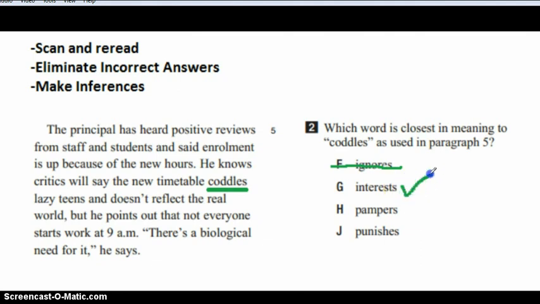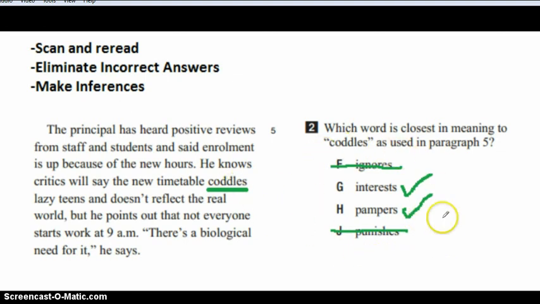Well, yeah, this seems to be something they might like, so it could be interest. So I'm going to hold on to that because it's an option. It might not be correct, but it seems to fit. Then I look at the next one and I think pampers. Well, yeah, that might also fit too, because again, it kind of relates to the idea of critics and they're criticizing this idea. Punishes, well, no, I don't think it's that, because it seems to me, based on the article, that they seem to enjoy it. They enjoy this new timetable.